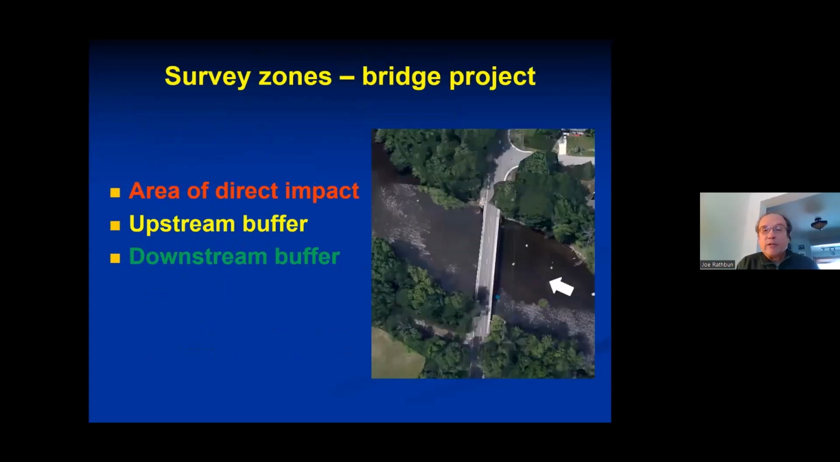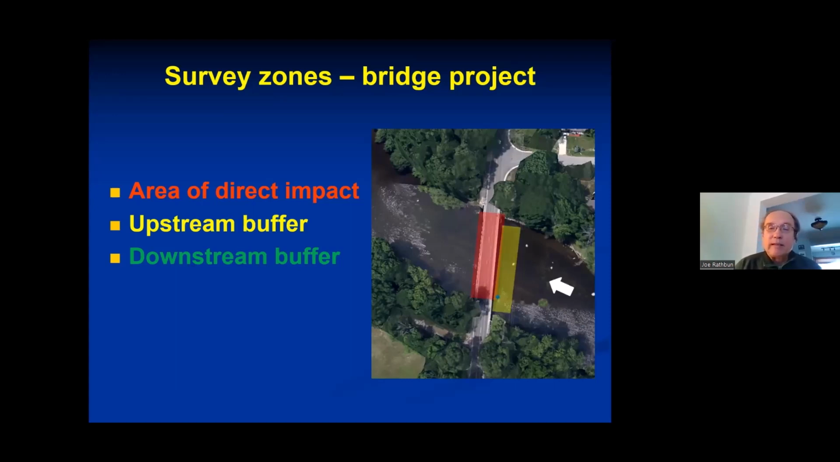A typical bridge construction project would require the survey and, if necessary, relocation of mussels from 3 zones around the project if you were replacing this bridge, say, or doing significant repairs. The area of direct impact would be the footprint of the bridge itself. That might be removed and reconstructed or whatever. We also require survey and relocation from an upstream buffer, usually do that.